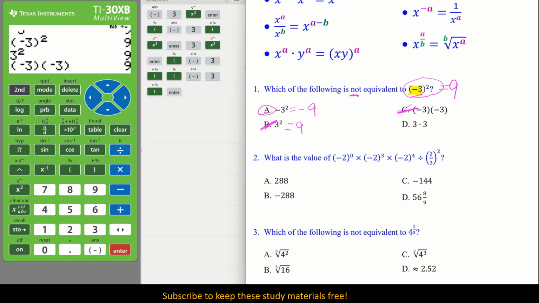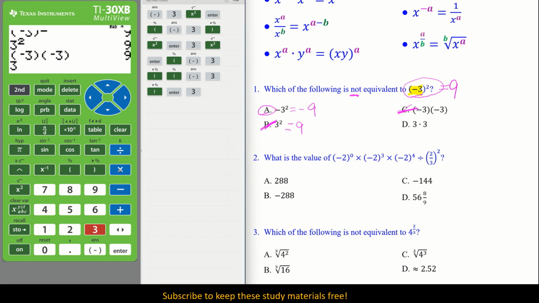Now, 3 times 3 is 9. So we'll just put that in just to show it. So we know that that is actually equivalent also. So the option that we want is A. All right, let's look at number 2.